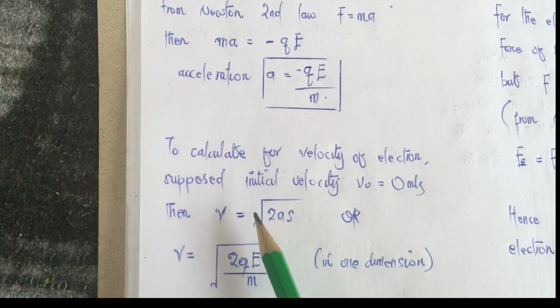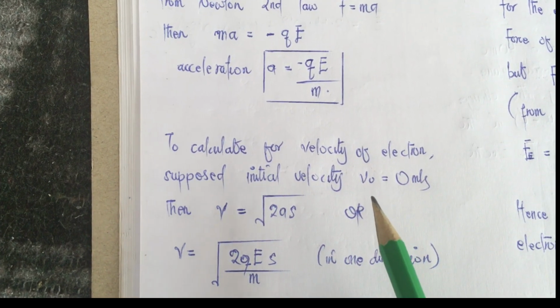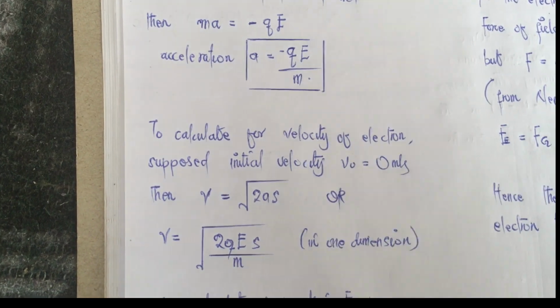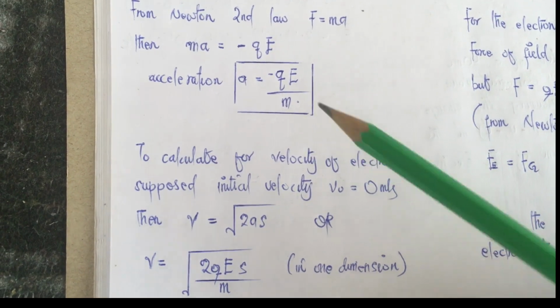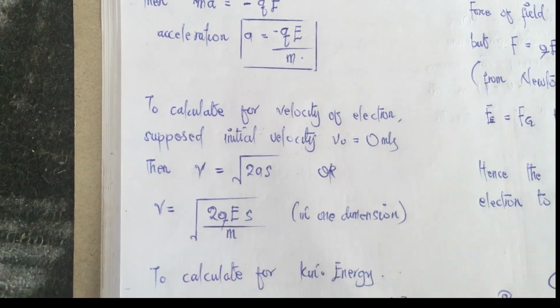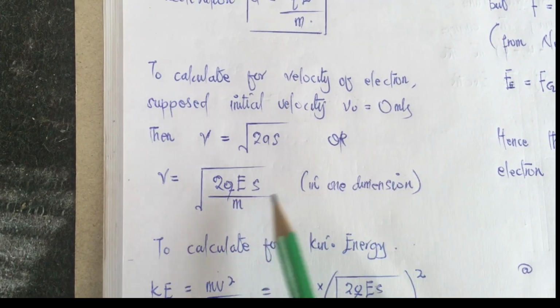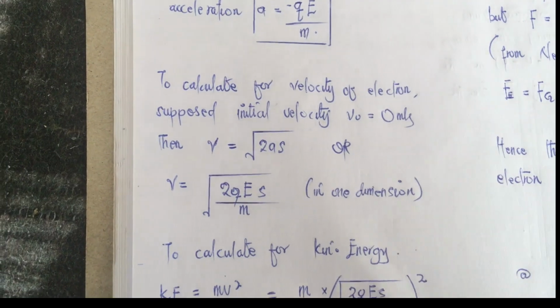So our v is equal to the square root of 2as. Your a is the acceleration, your s is the distance. To make it more straightforward, you can just substitute the value of a into this formula. But note that this formula is based on one dimension, or in one plane. That's when you can use it. There can be two planes where we are going to have our x and y.